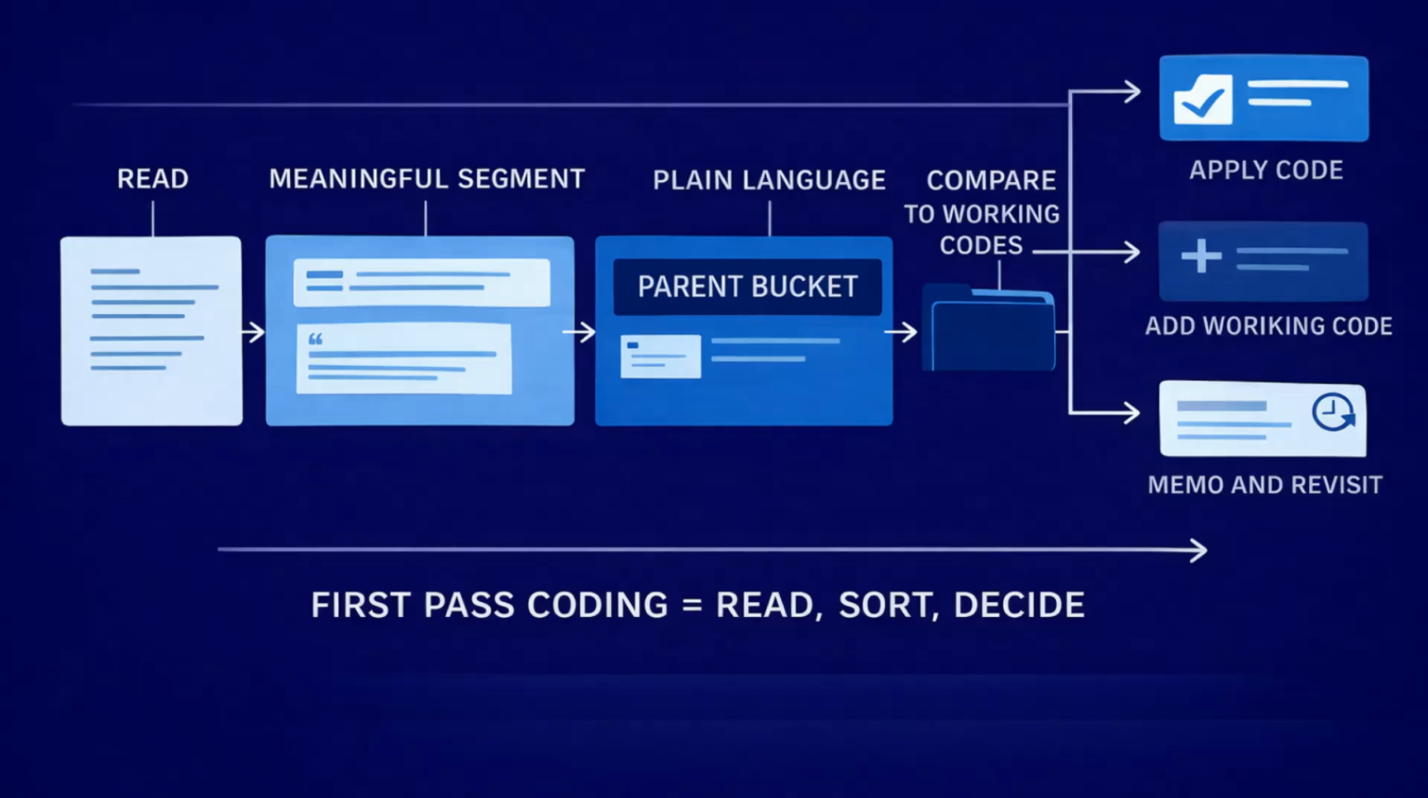The first possibility is that an existing code fits clearly, in which case the code is applied. The second possibility is that the segment belongs in the parent bucket, but none of the current working codes fully captures it, in which case a new working code may need to be added. The third possibility is that the fit remains uncertain, in which case the segment can be memoed and revisited after more data have been coded.